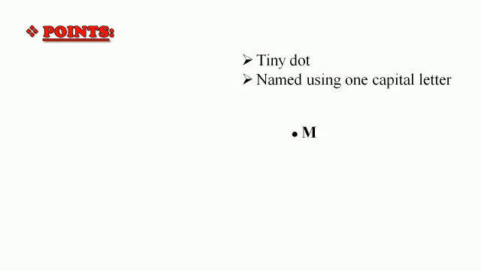The first shape is a point. A point is just a tiny dot that is named using a capital letter. The above point is named as point M. We should always bear in mind that we should not name a point using a small letter.